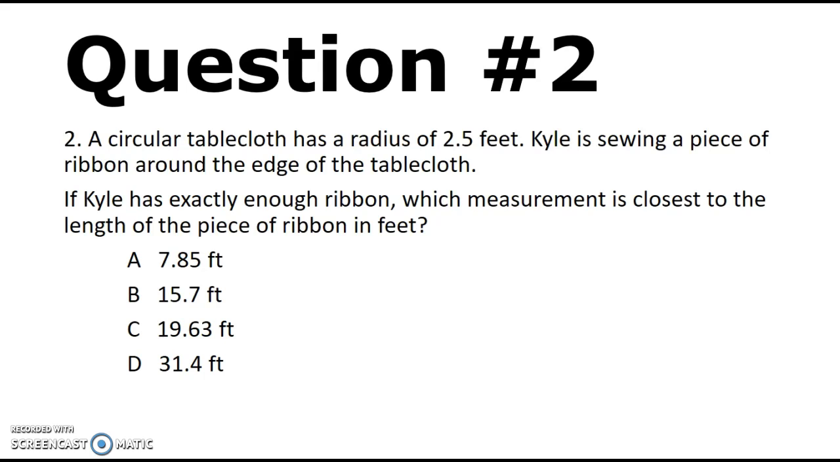Question number 2. A circular tablecloth has a radius of 2.5 feet. Kyle is sewing a piece of ribbon around the edge of the tablecloth. If Kyle has exactly enough ribbon, which measurement is closest to the length of the piece of ribbon in feet? A. 7.85 feet. B. 15.7 feet. C. 19.63 feet. Or D. 31.4 feet.